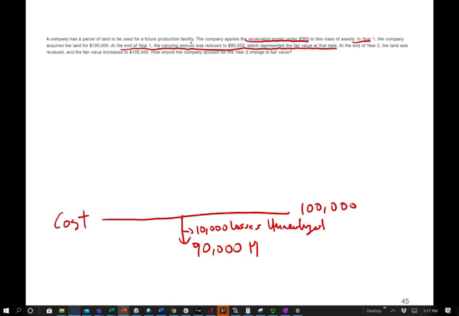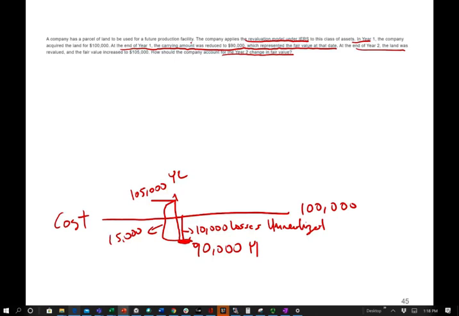To be more specific, unrealized losses. At the end of year two, the land was revalued and the fair value increased to 105. So in year two, they went from 90 up to 105. And this is at the end of year two. So in year two, they moved 15,000. How should the company account for the year two change in fair value?